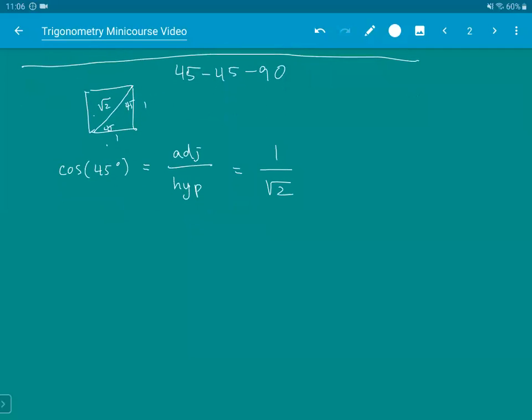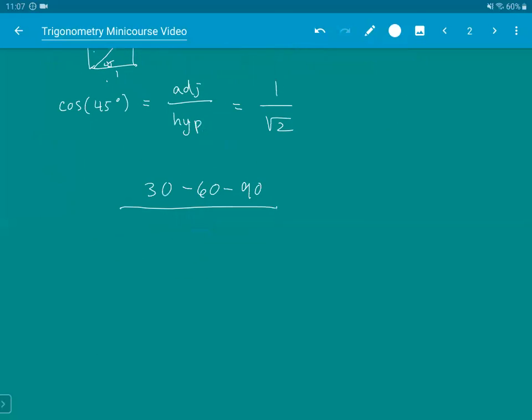Now the other type of triangle is known as the 30, 60, 90 triangle. Now the way that this triangle comes into being is you first start with an equilateral triangle. So with an equilateral triangle, all the angles have measure 60 degrees. And all the sides are equal.